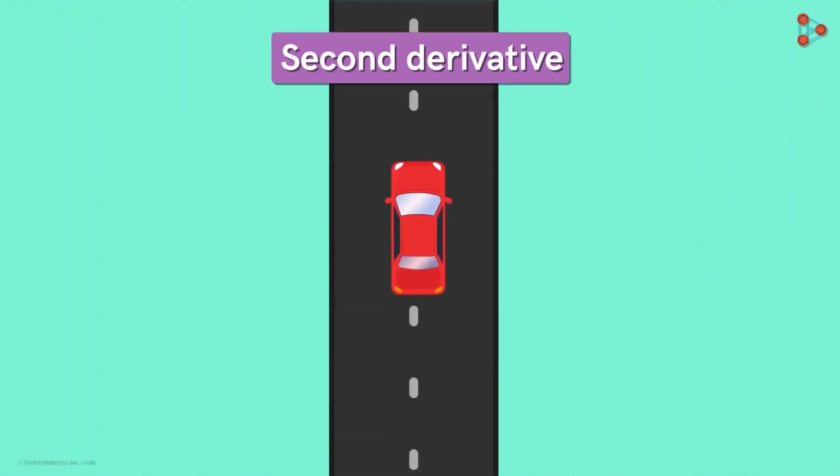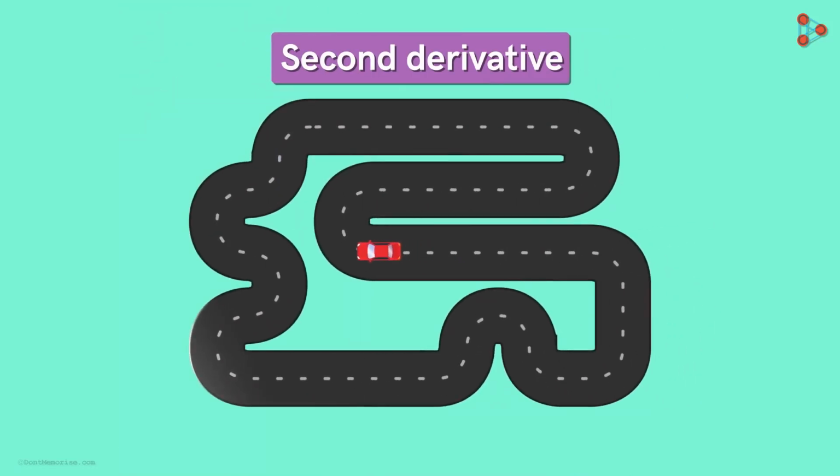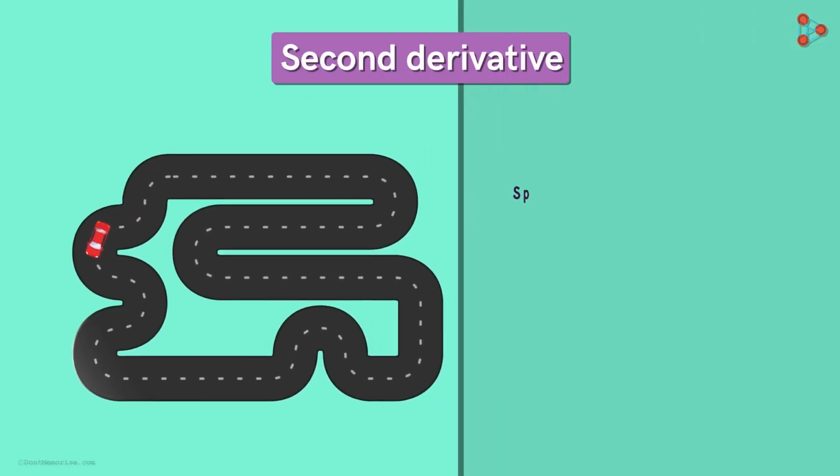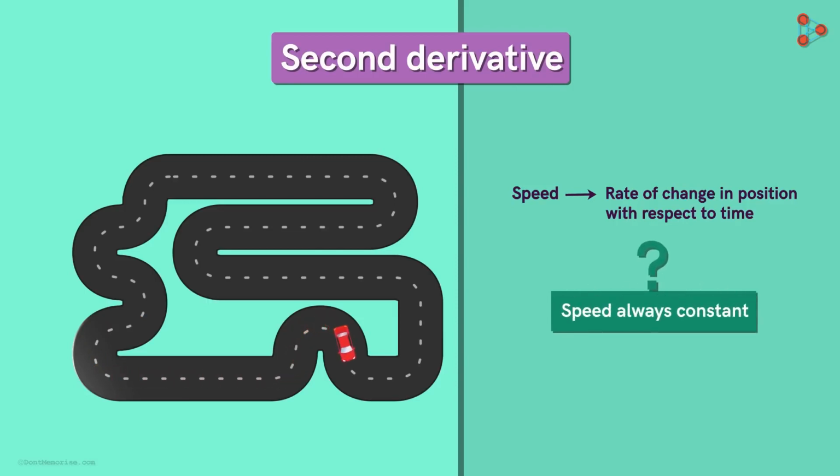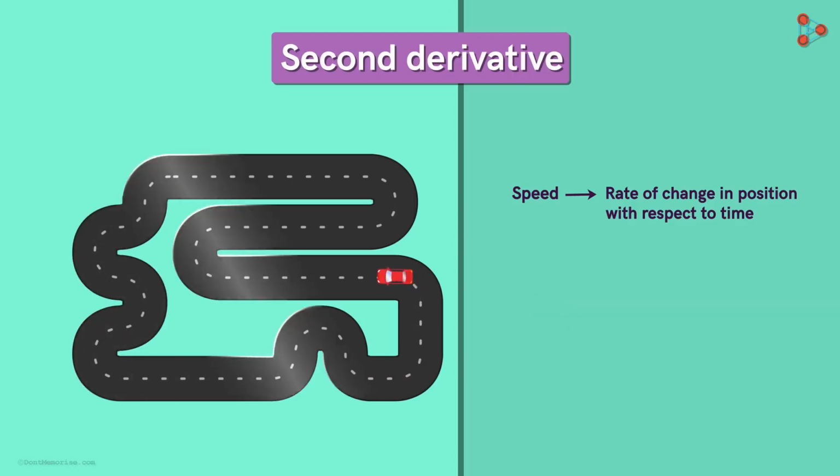Consider this object in motion. We know that the speed of the object tells us how fast or slow it changes its position. That is the rate of change in position with respect to time. But is the speed of any object in motion always constant? No, right? For example, as the object starts from rest, its speed starts increasing from 0.